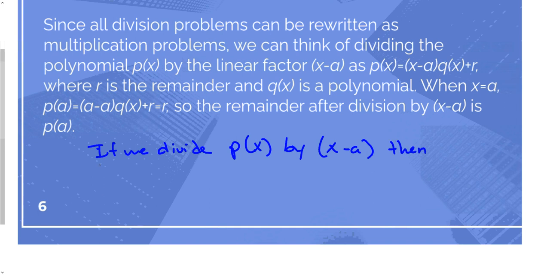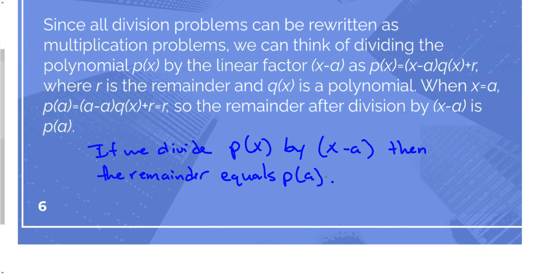Then the remainder equals p of a, whether it's 0 or not. And so this is incredibly useful when all we care about is whether or not the thing divides, whether you get a 0 or not, or you only really need to know what that remainder is. This becomes useful to avoid long division in those situations.